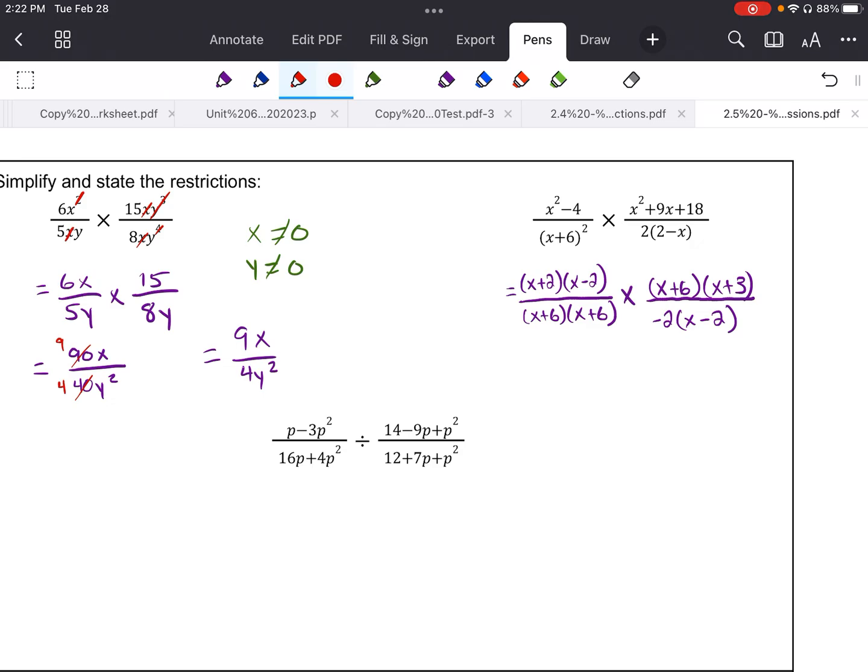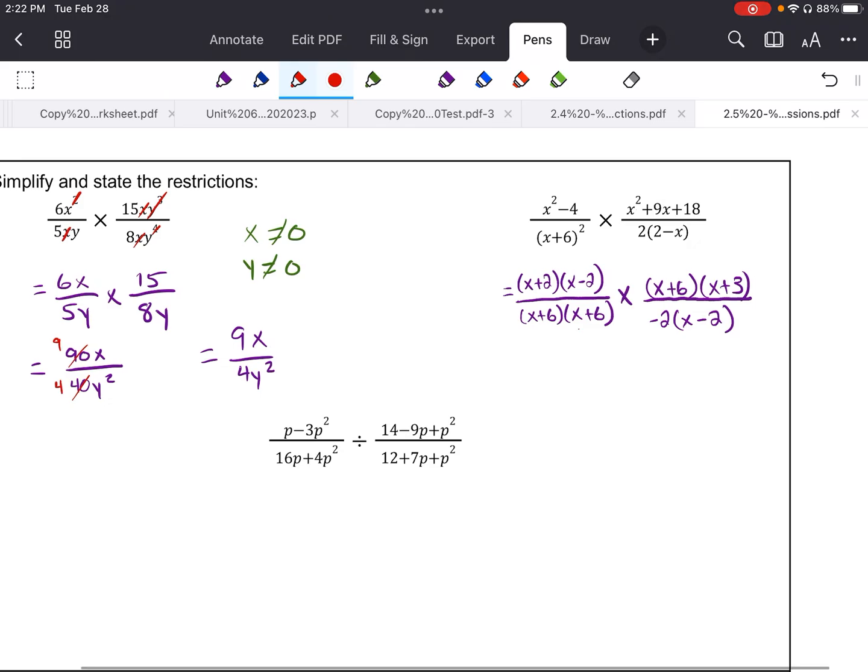Okay, now we can start canceling, so we have an x plus 6 there and there, an x minus 2 there and there. And that's it for the same thing, so we end up with x plus 2, x plus 3 over x plus 6. Oh, sorry, negative 2x plus 6. Okay, and that's as far as we can go there.